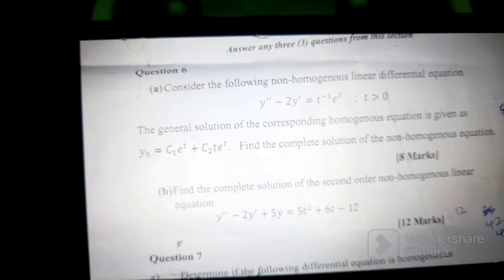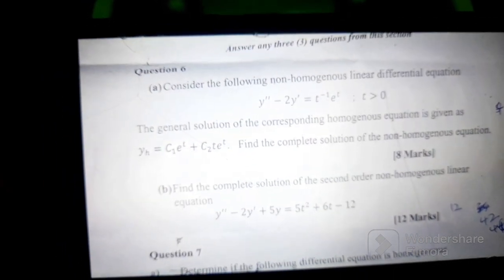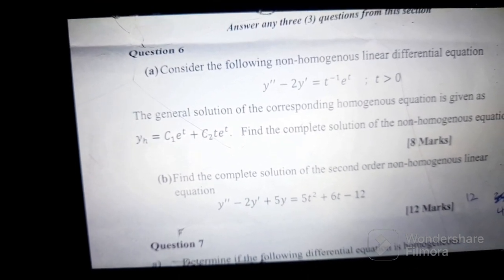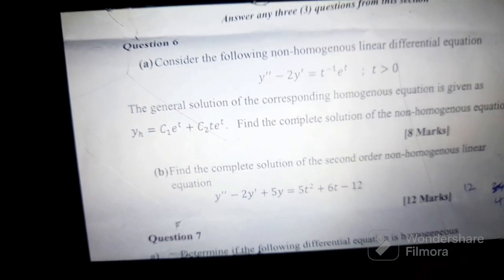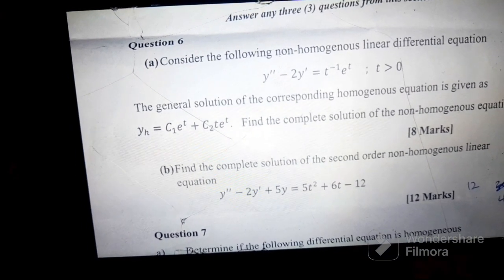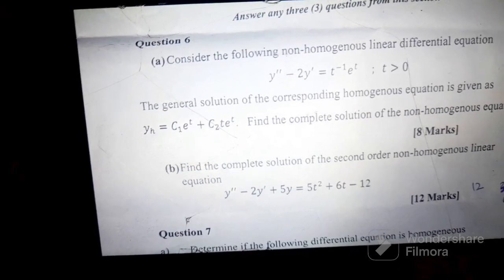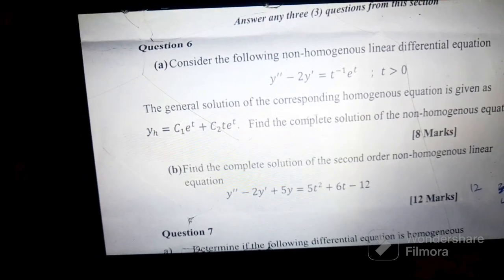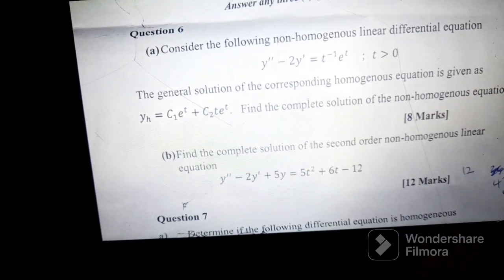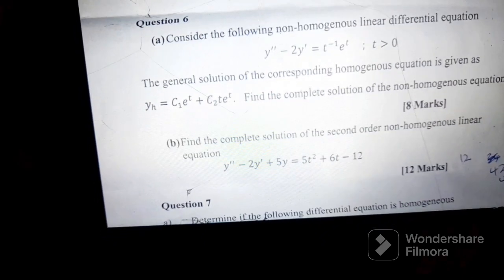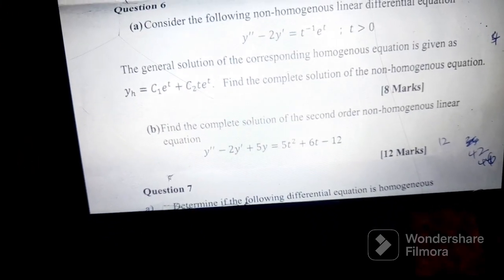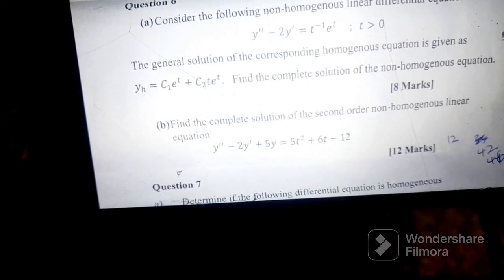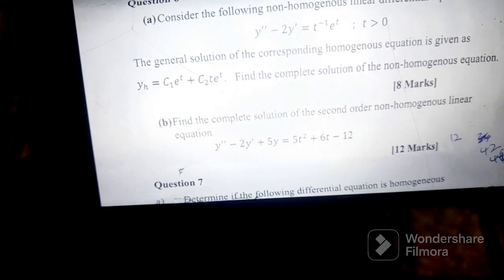So question 6 has two parts, A and B. The A says: consider the following non-homogeneous linear differential equation y'' minus 2y' equals t^(-1) e^t, where t is greater than 0. The general solution of the corresponding homogeneous equation is given as y_h equals c1 e^t plus c2 t e^t. Find the complete solution of the non-homogeneous equation.